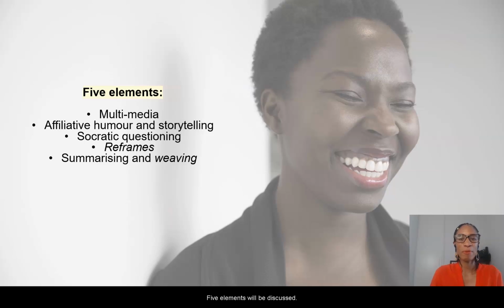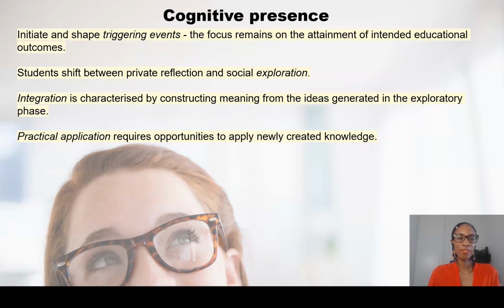Five elements will be discussed: embedding multimedia, affiliative humor and storytelling, Socratic questioning, reframes, and summarizing and weaving. Reflecting high-order knowledge acquisition and application, cognitive presence is most associated with critical thinking. What is achieved with cognitive presence is an understanding on an intellectual level and on an affective level that the learning activities involve and tap into existing real meaning structures.